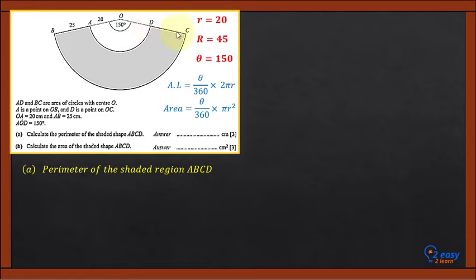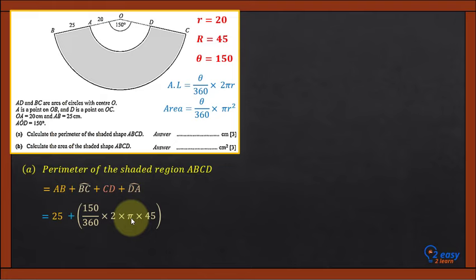This is also 25 because AB and CD are the same. So CD is also 25 and this arc length AD or DA. So we have to add all four of these lengths, then we'll get the perimeter of shape ABCD. AB plus arc length BC plus CD plus arc length DA. So AB is 25, arc length BC, so theta over 360 into 2 pi r. So it is a big sector. That's why the radius is 45.